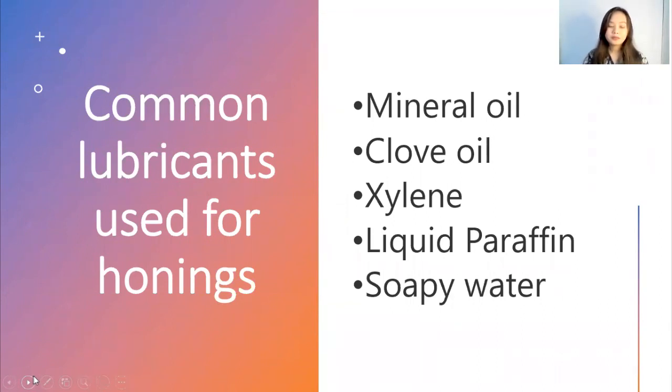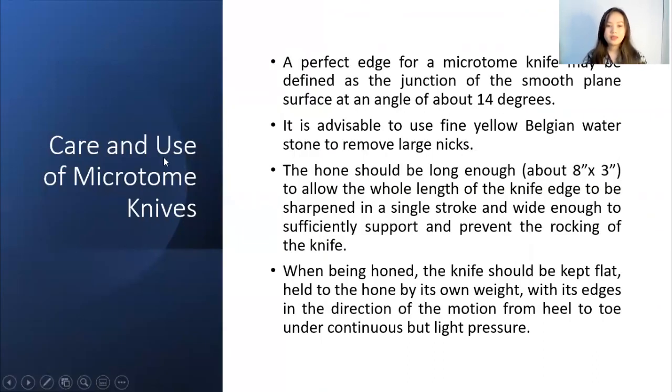So we'll be learning how to take care of these and how to use them. And the first one is, a perfect edge for a microtome knife may be defined as the junction of the smooth plane surfaces at an angle of about 14 degrees. So it is to the advantage of every technologist to keep his knife as near to the standard of perfection as possible. And the second one, it is advisable to use fine yellow Belgian water stone to remove large nicks.